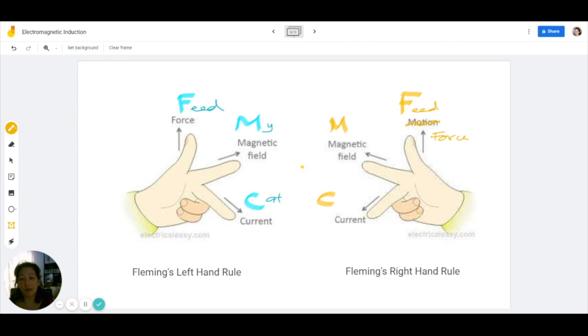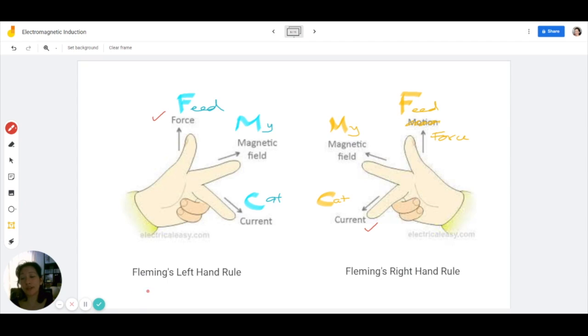The index finger represents the magnetic field, M, my magnetic field, and the middle finger, C, current, cat. So remember, feed my cat. Thumb, same thing, index finger, same thing, middle finger, same thing. What you do need to differentiate is when to use which rule. So remember, you use Fleming's left-hand rule when we are inducing force, and we use Fleming's right-hand rule when we are inducing current. If you can't remember which is which, you always just remember it this way.